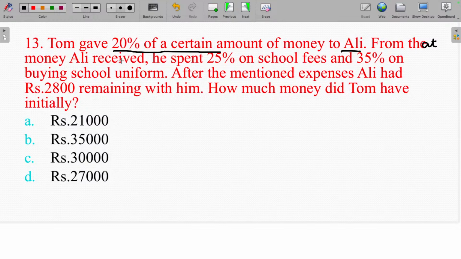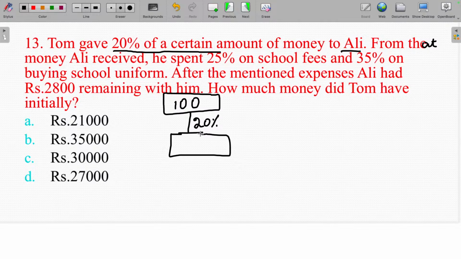Okay. Tom gave 20% of a certain amount of money to Ali. I'm assuming Tom has 100 rupees. You can assume 1000 also, you can assume 500 also, any amount. From this amount, Tom gave 20% to Ali. 20% of 100, 20 rupees Ali will get.